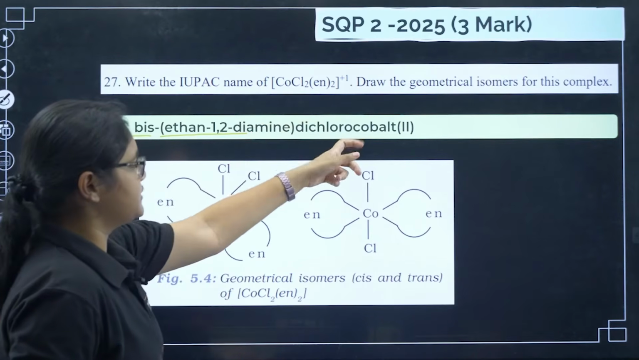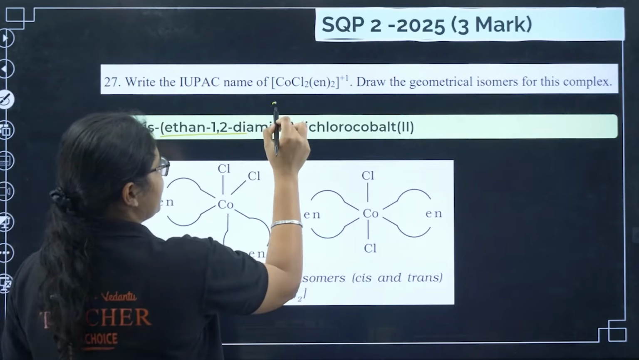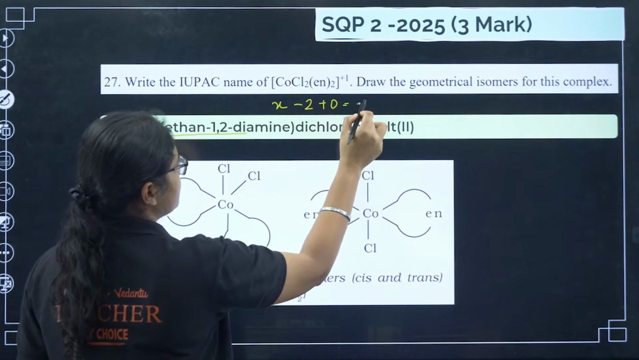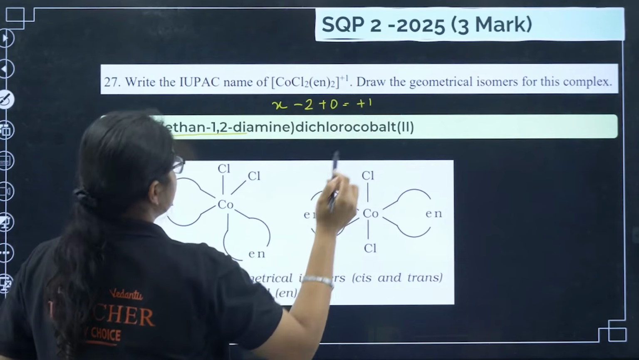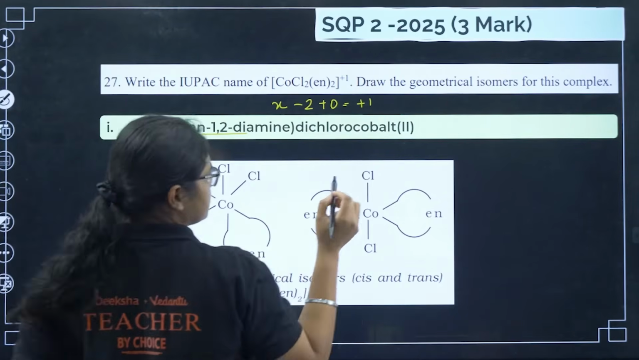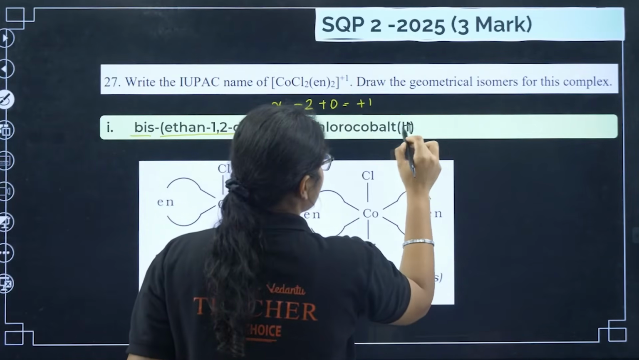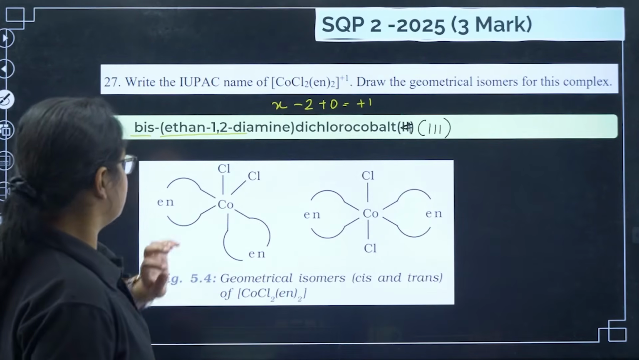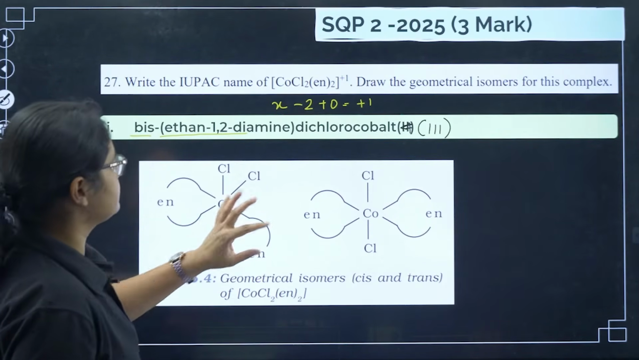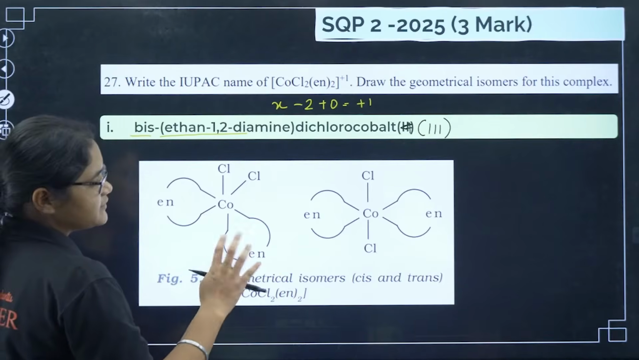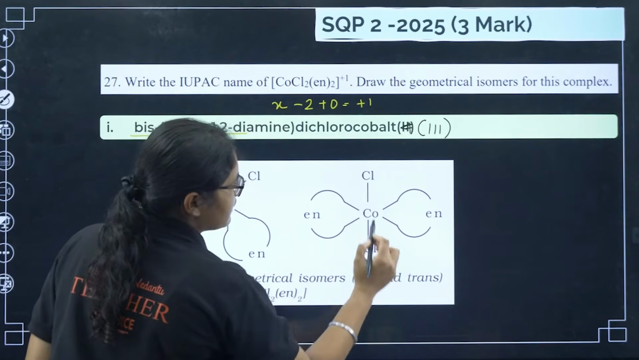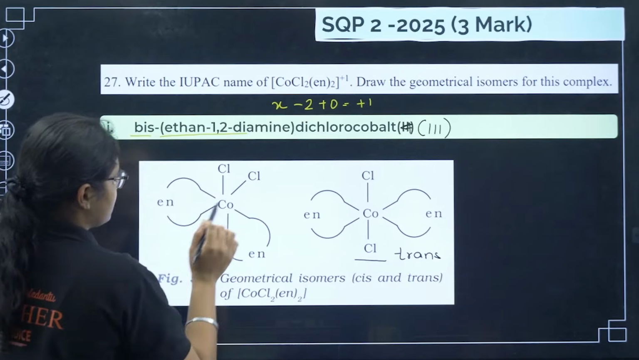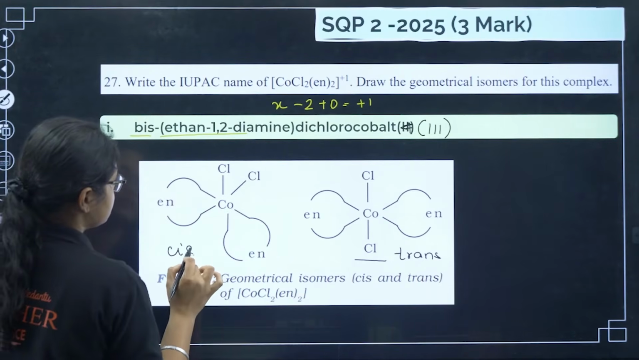And what is the oxidation state of cobalt here? Let it be x. Chlorine is -2, the other ligand is 0, and the total is +1. So we will get x as 3, cobalt(III). Next we have the geometrical isomers for this complex. You will have cis and trans. The one where chlorines are on opposite sides is trans, and where chlorines are close to each other is cis.